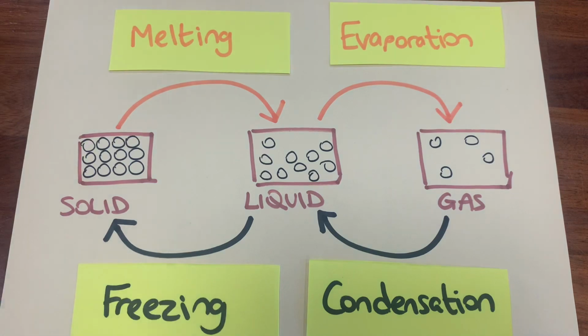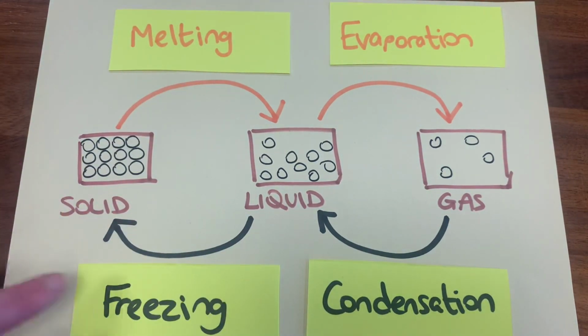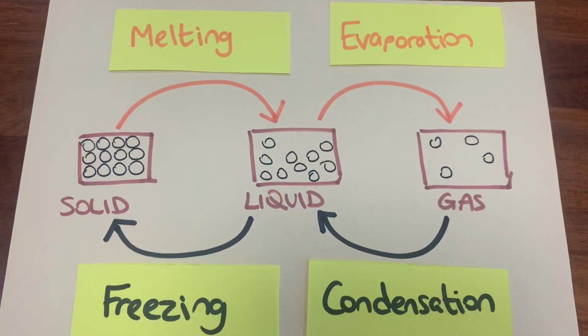Now the temperature at which a solid changes into liquid is called the melting point. And that temperature is the exact same temperature at which a liquid changes into a solid. So they both happen at the melting point for the substance. And when a liquid changes into a gas, it's called the boiling point, which is the exact same temperature as when a gas changes into a liquid.